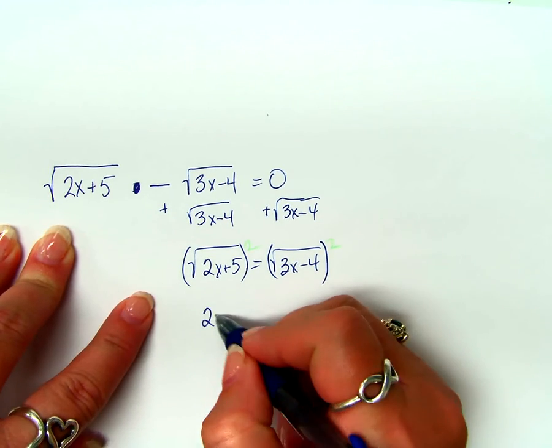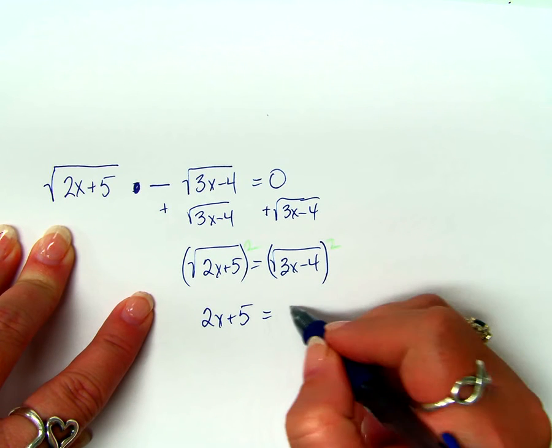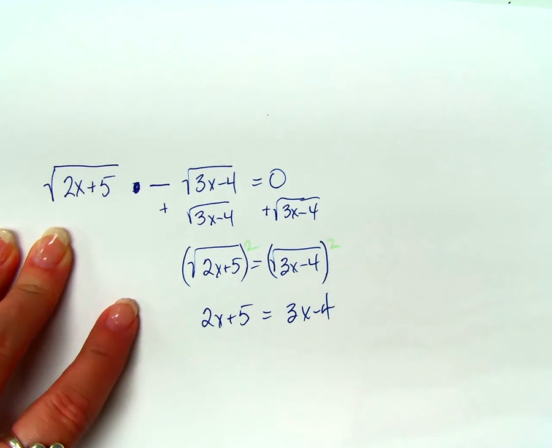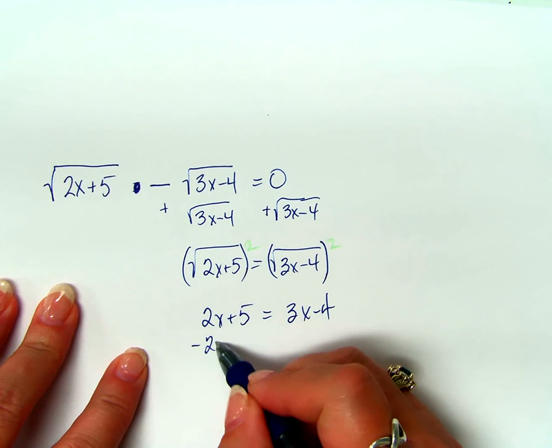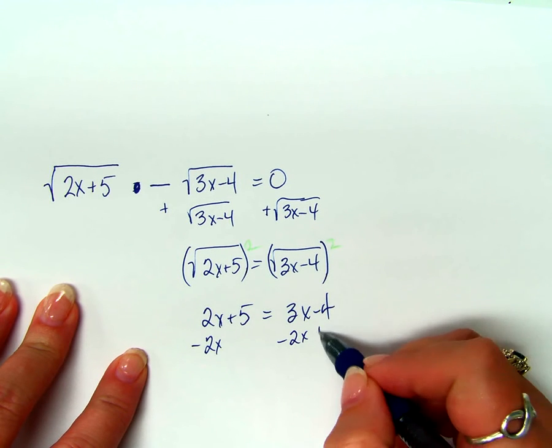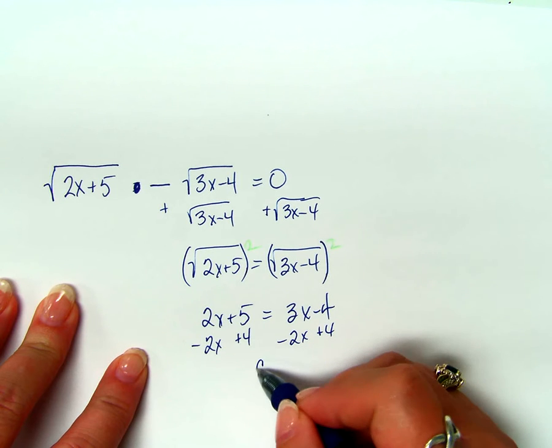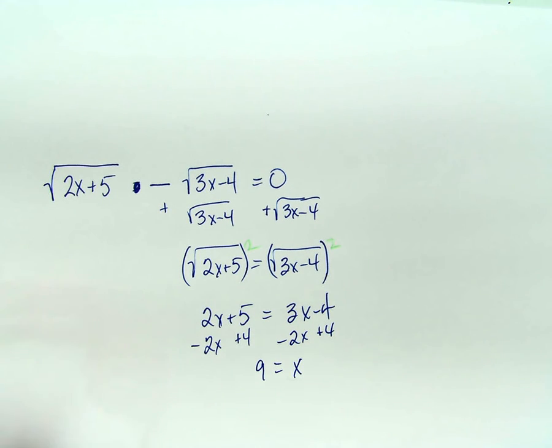So I get 2x plus 5 equals 3x minus 4. So how do I solve that? Subtract 2x from both sides. Add 4 to both sides. 9 equals x. Is it right?